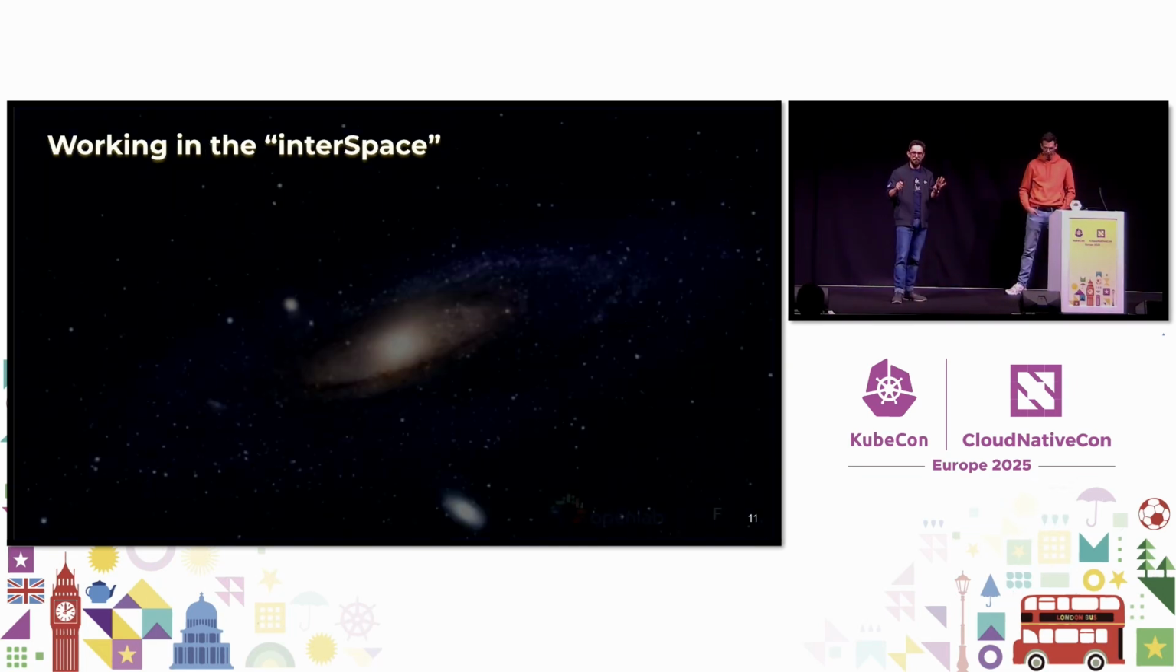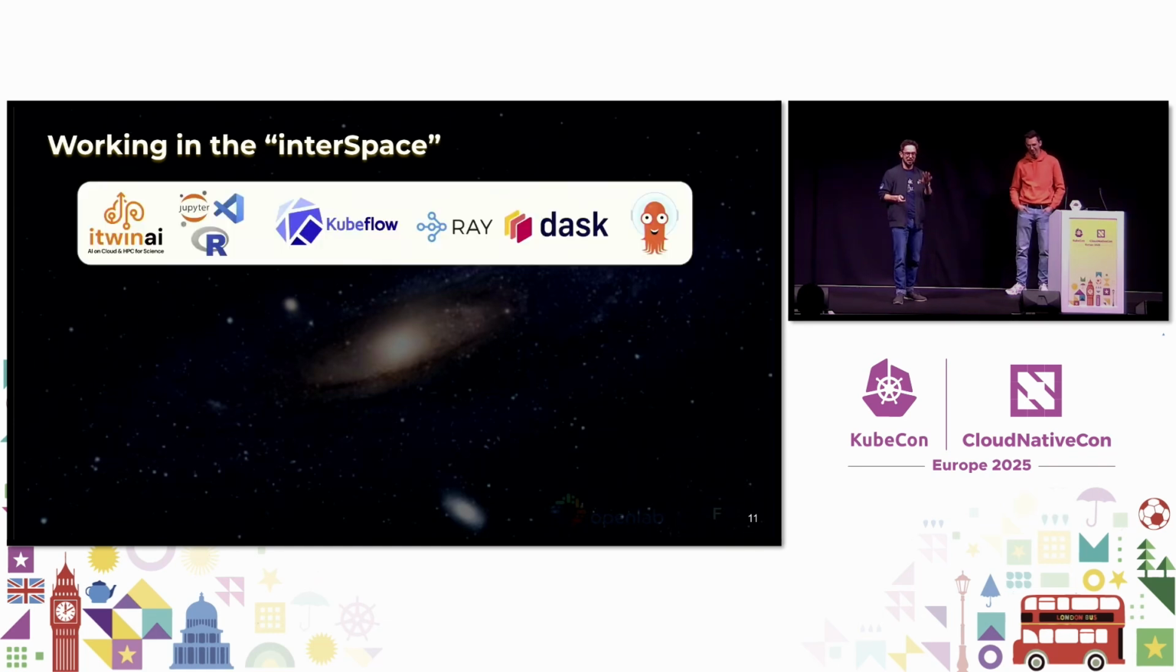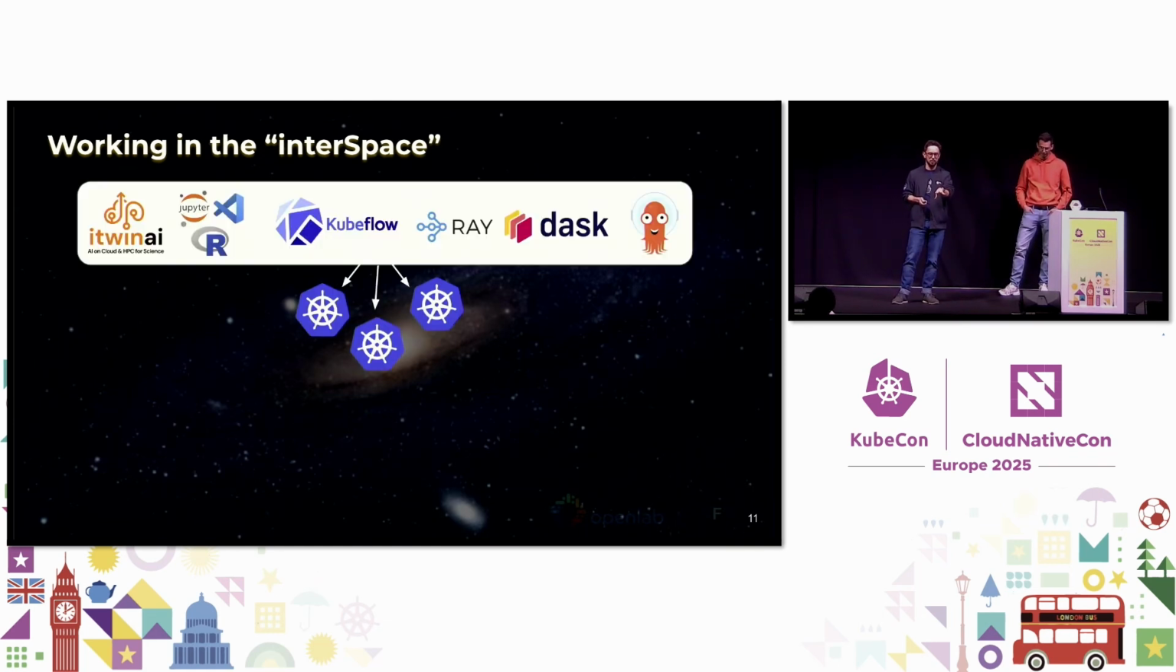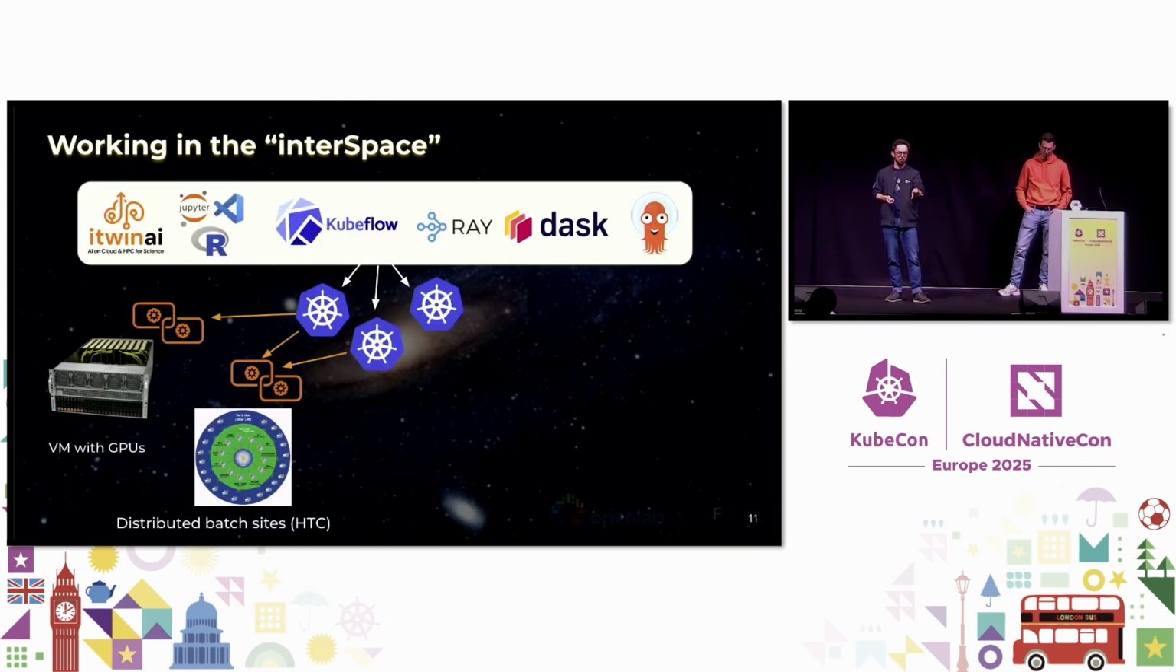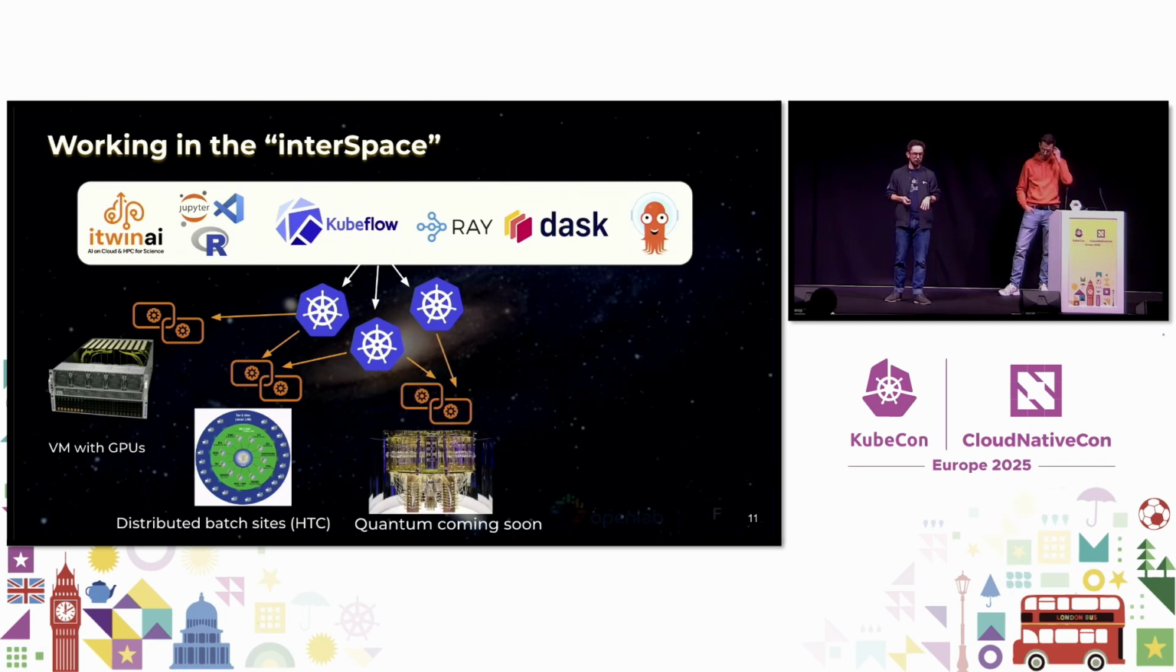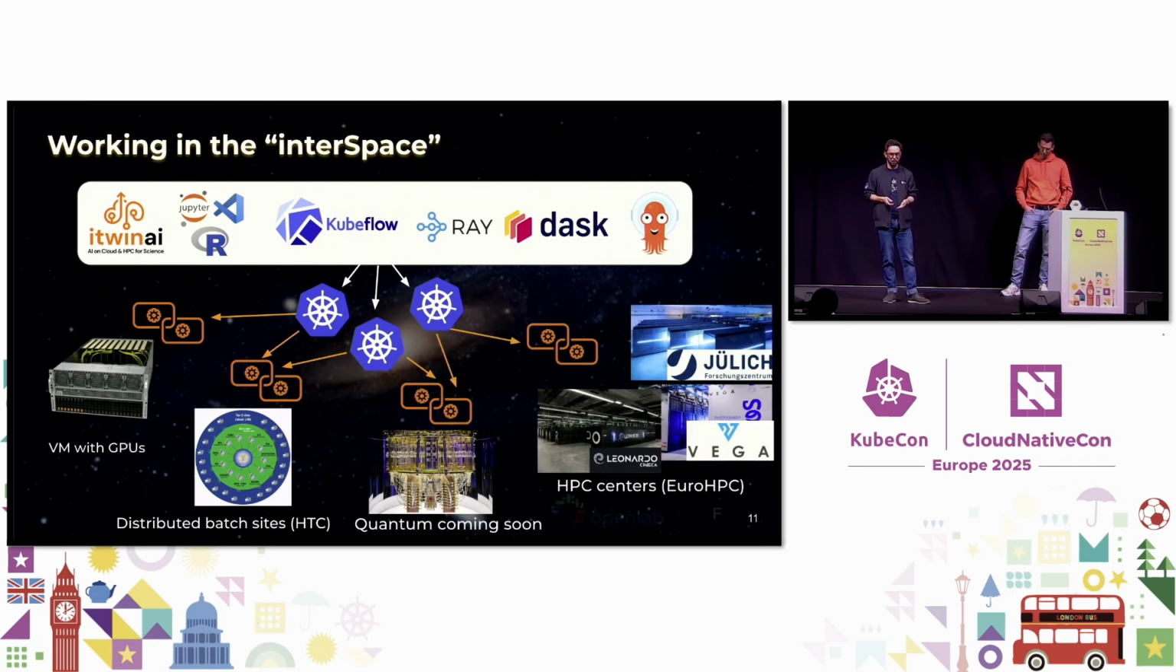So we have an interlink space, if you wish, a set of frameworks that can run on different Kubernetes clusters that, thanks to this adapter, can run on VMs with GPUs, on HTC systems like HTCondor. On quantum, we are trying to see what we can do with this with a Galicia supercomputer, quantum computing. And then we have HPC centers, where we started.